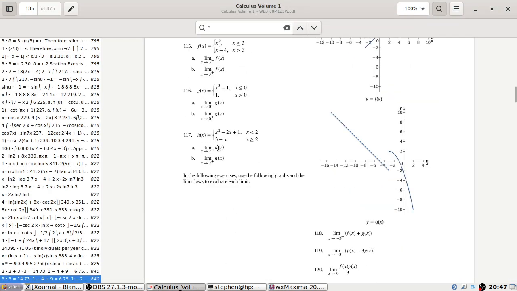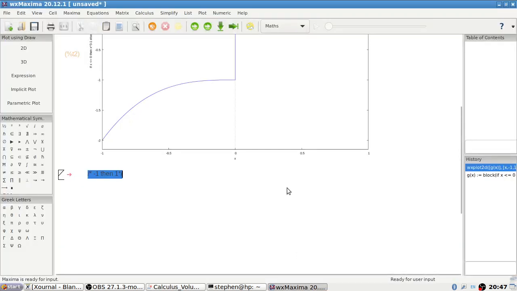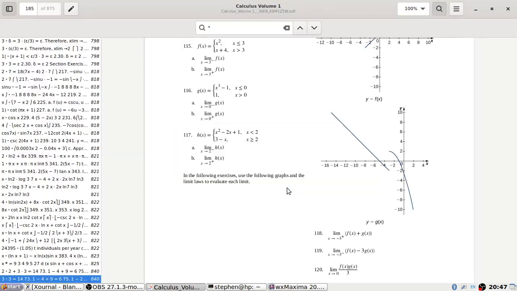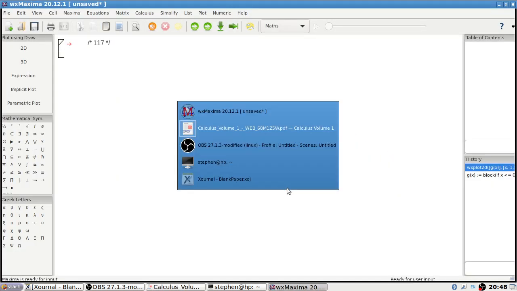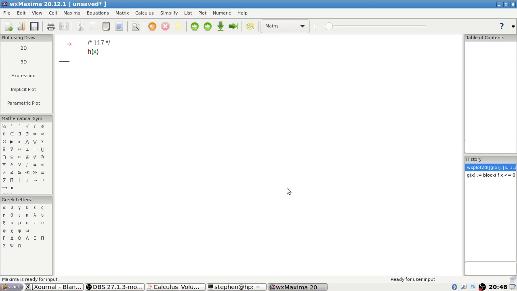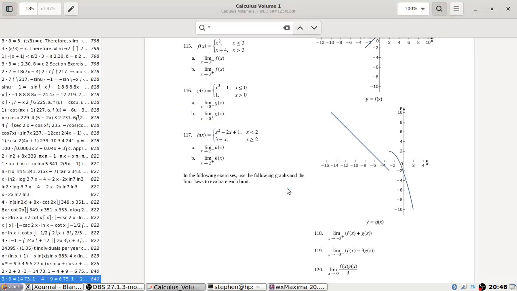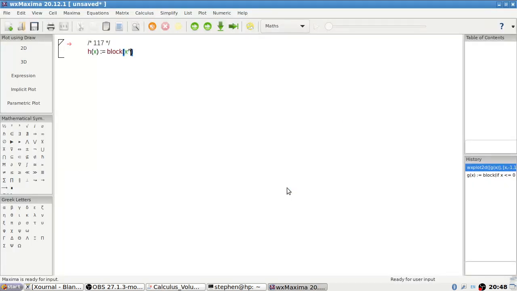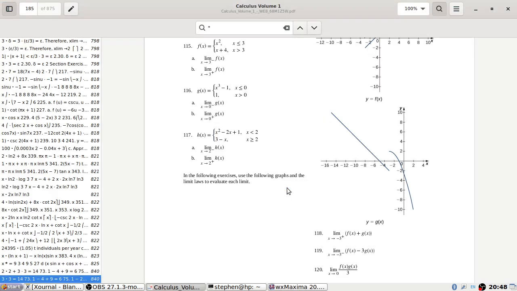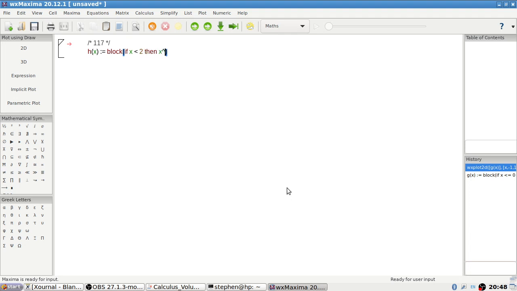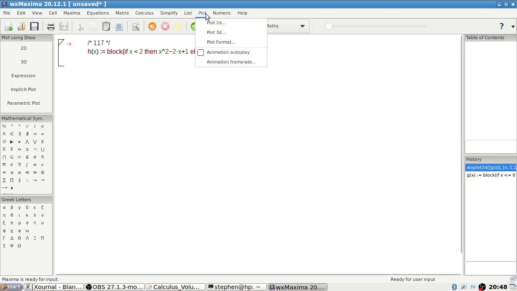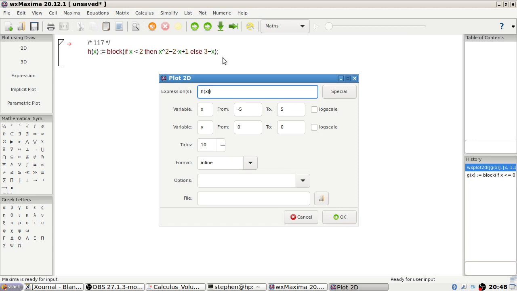Next one now. Okay. 117. h(x) block. If x is less than 2, then x squared minus 2x plus 1, else 3 minus x, then plot h(x) around about 2.